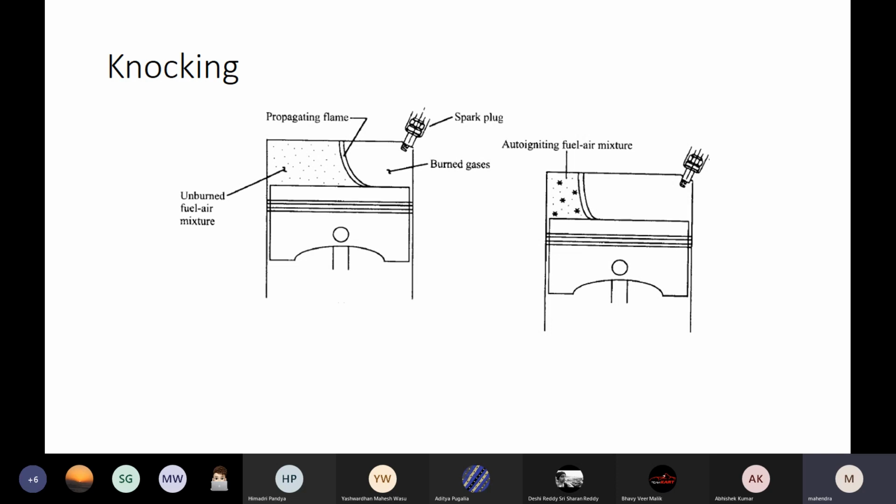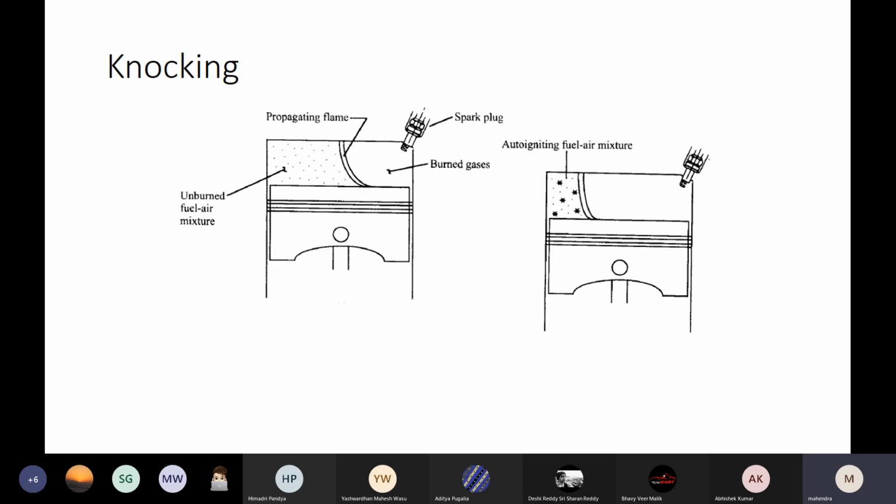Then once spark is started, it is burning like this, and flame front is moving like this. Usually, for your understanding, the figure is like this, but this spark plug should be at the center. So let us assume this is at the center. Then flame will be like this, and next moving like this, and next moving like this. The flame will be moving. So if the flame will be moving at desired rate, then no problem, combustion will be very nice.